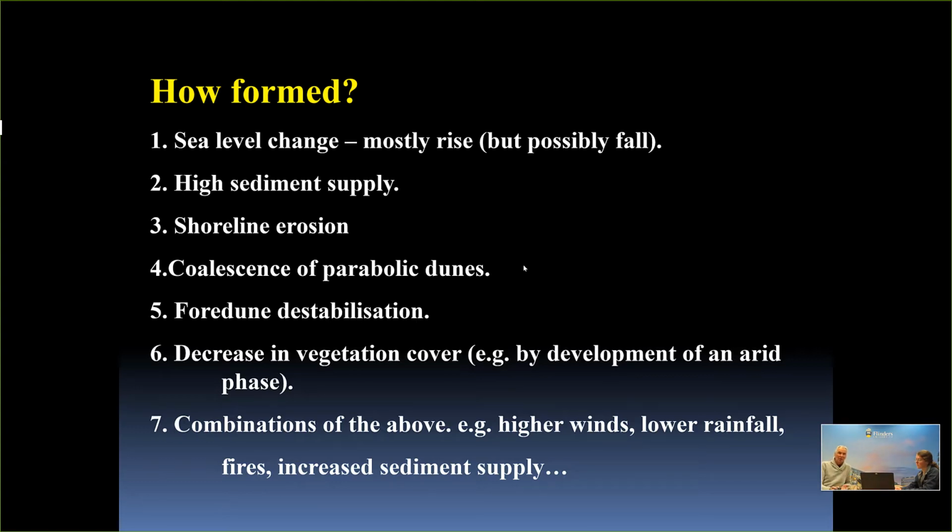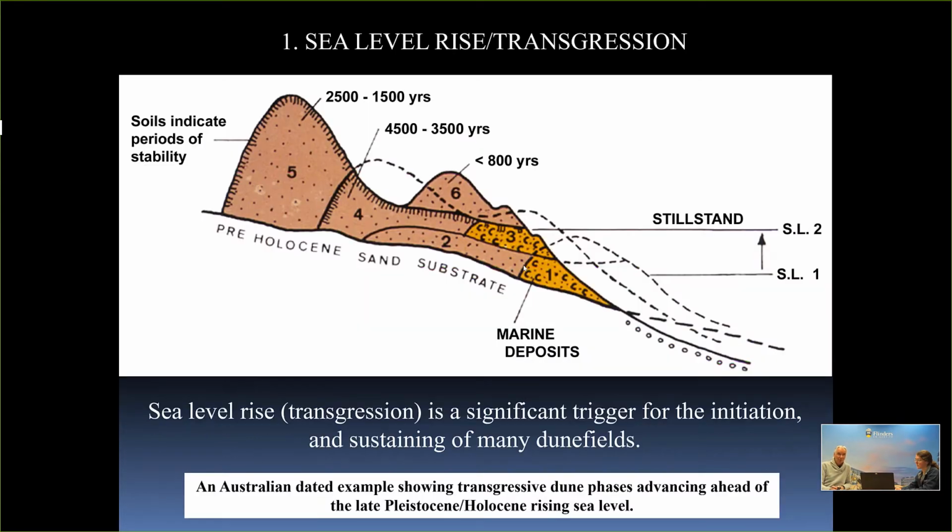But in addition, there are high sediment supply or shoreline erosion, coalescence of parabolic dunes, and destabilising of the foredune, the first dune typically at the back of the beach. Perhaps an arid phase causes a decrease in vegetation cover and dunes start to destabilise and get moving, or combinations of those. I'll show you some examples.